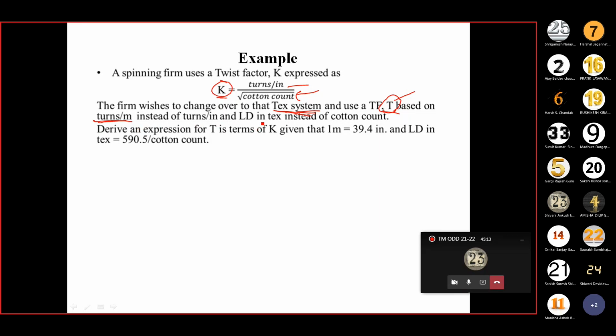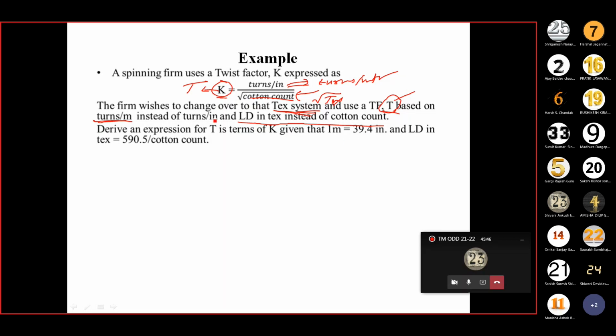And linear density in tex instead of cotton count. So these are the changes they want to make. Instead of K they have taken T, instead of turns per inch they are taking turns per meter, and instead of English count they are taking tex.